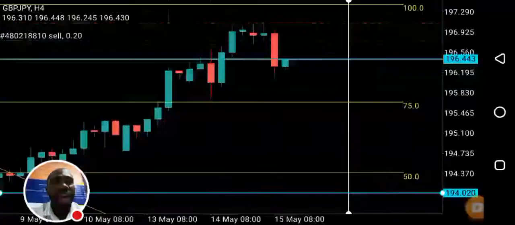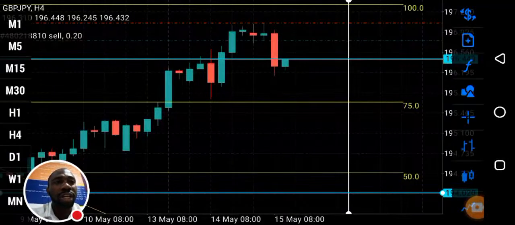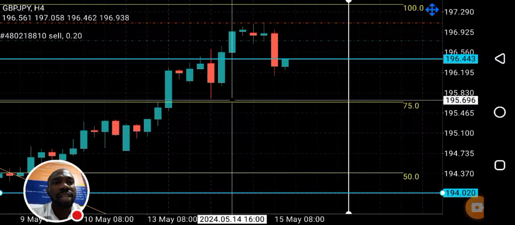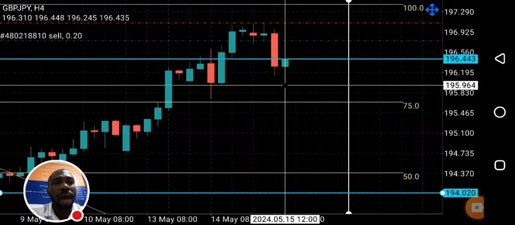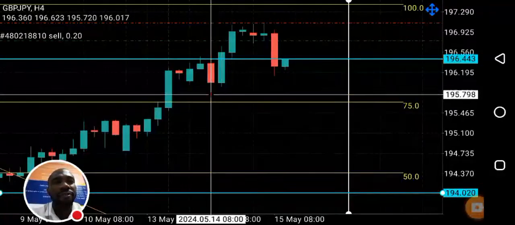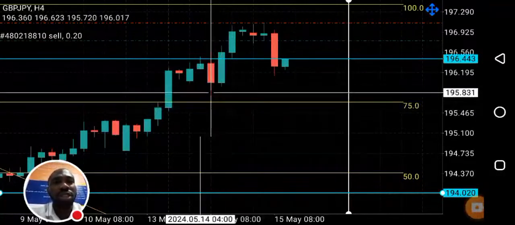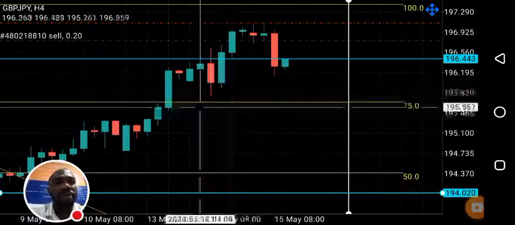Okay, so that is it for GJ. I'm bearish on GJ. This will be my first target, this low here. This is an area of liquidity. So I'm expecting price to pull back and fill and hit this level. This will be my first target for GJ.